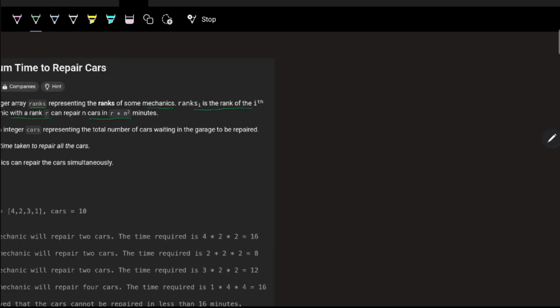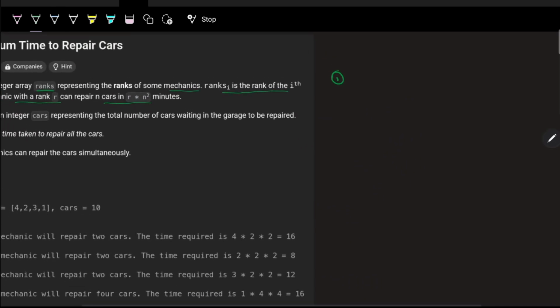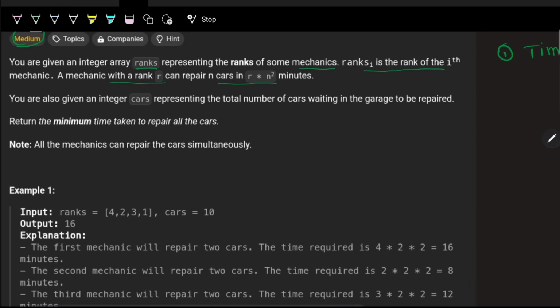So this is something important that we have to keep in mind. The time for a mechanic would be the rank of that mechanic times n squared, where n is the number of cars. Whatever the cars are, that is the time for it.